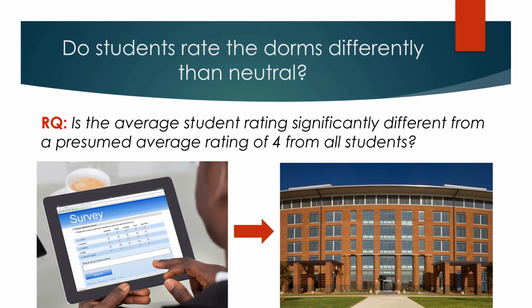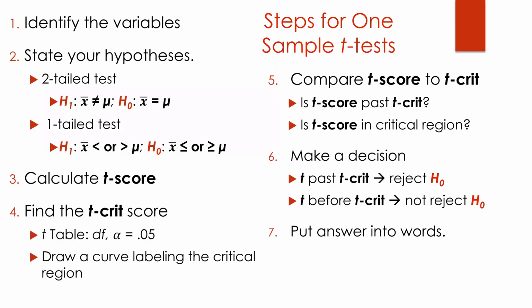We see student rating is our sample. We're comparing it to the presumed population of all students, the presumed average rating of 4. So here are our same 7 steps. Remember, these are the same 7 steps you learned from the chi-square section. The only thing that changes is how we do our hypotheses, how we do our calculation, and how we find our crit score. Everything else is the same. It's the same 7 steps, generally speaking.